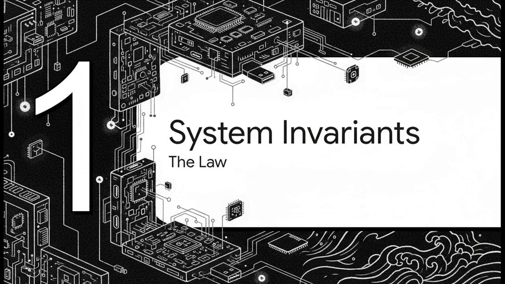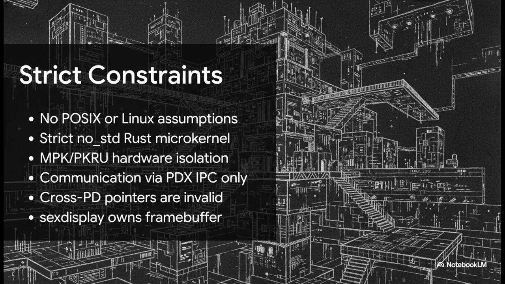Okay, part 1, the law. Let's re-anchor ourselves in our strict system invariants. You all know the drill from our agent_readme first document, but we cannot compromise on these mathematically unrepresentable constraints. We are operating in a pure no-std Rust environment. That means zero POSIX legacy baggage, absolutely no libc, and no standard threads. We're relying purely on MPK and PKRU isolation to keep our protection domains walled off.